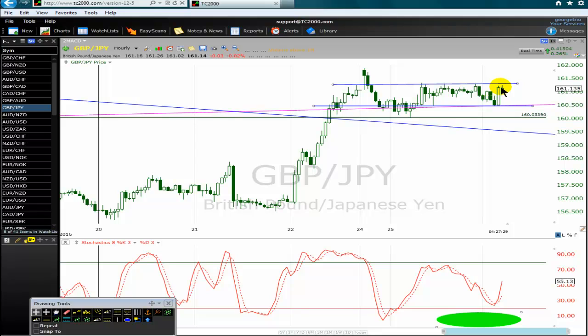All right, so now here we are. Stochastic is oversold, and the price is in a consolidation. The best place to buy is at the lower part of the consolidation, near the level of 160.50. This time, 160.50, because we were talking before about 160.05, that's the key support level. But there is another level here on the hourly chart, 160.50. That's where traders are buying.